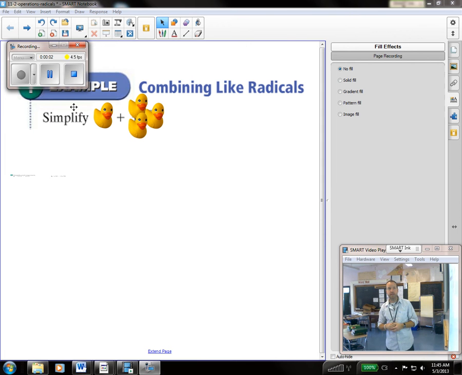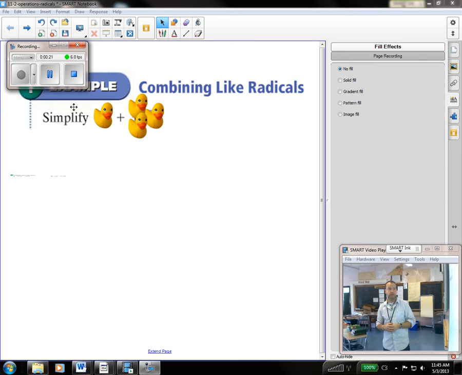Hi, today we're looking at combining like radicals. Very similar to what you did in kindergarten when you were counting. Okay, so if I look at this picture with that little plus sign in between them, it means I'm going to put those groups together. And when I do that, you see here I have 1 duck and 3 ducks. So putting those groups together, I have indeed 4 ducks.